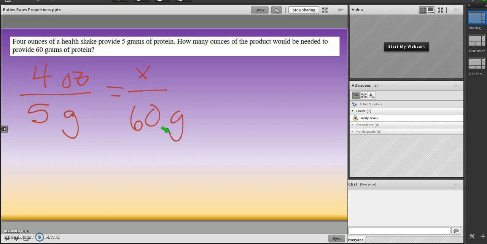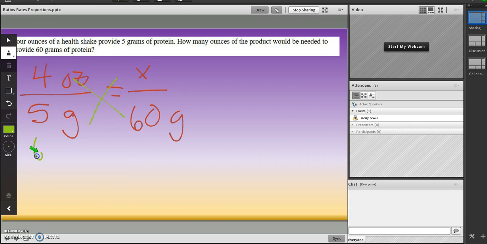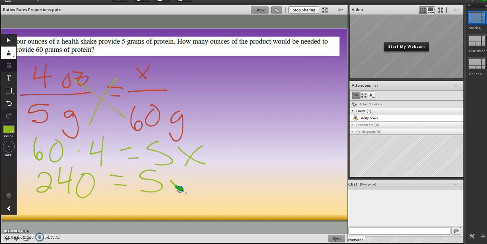We're going to set up a proportion, and then we're going to cross multiply, like that. We're going to do 60 times 4 equals 5 times x, and then divide on both sides. So 60 times 4 is 240, and 5 times x is 5x. We divide by 5 on both sides. 240 divided by 5, we get 48. So we would need 48 ounces. Don't forget your units.